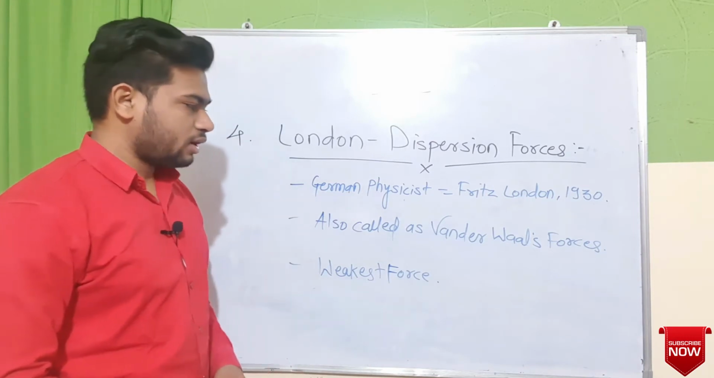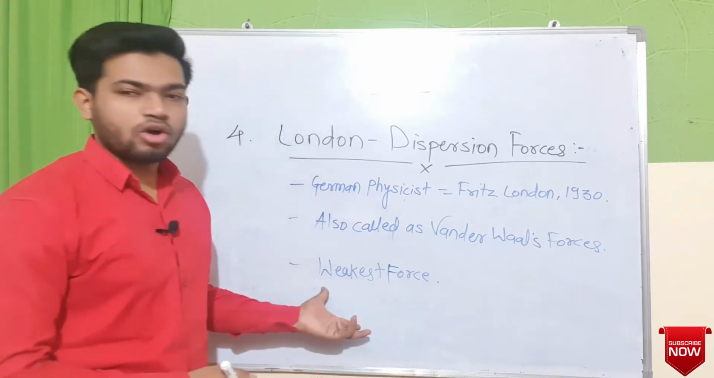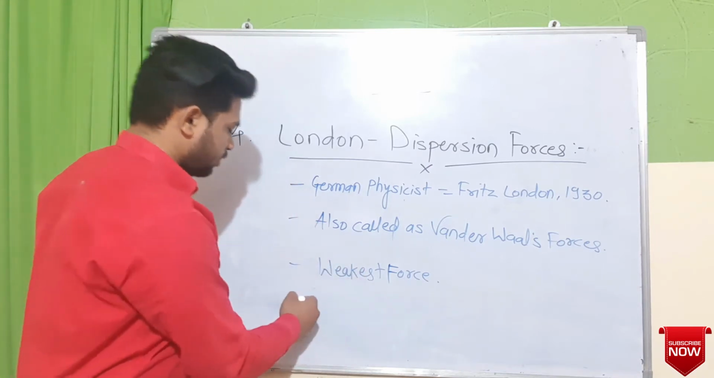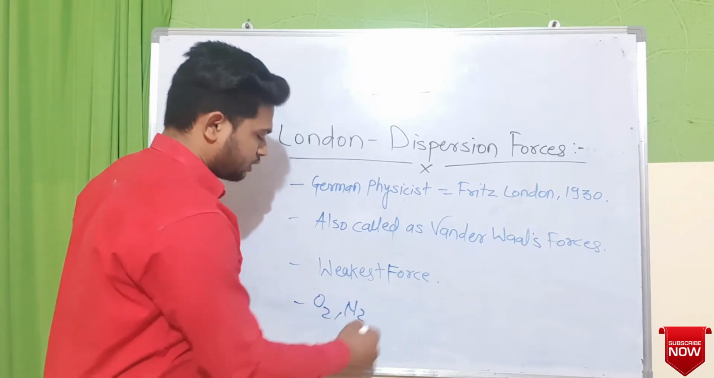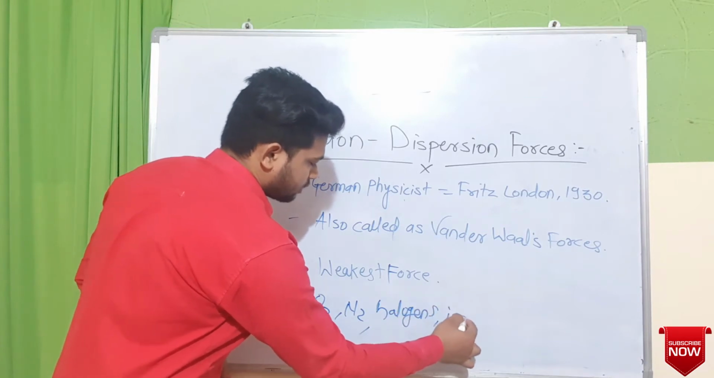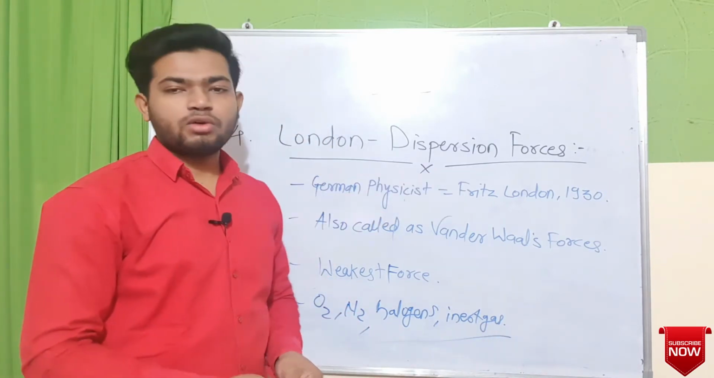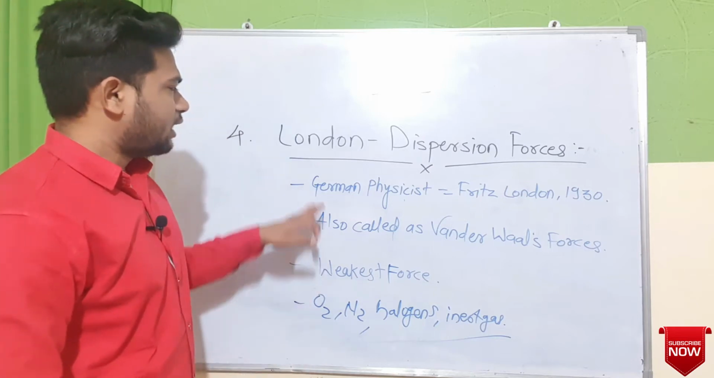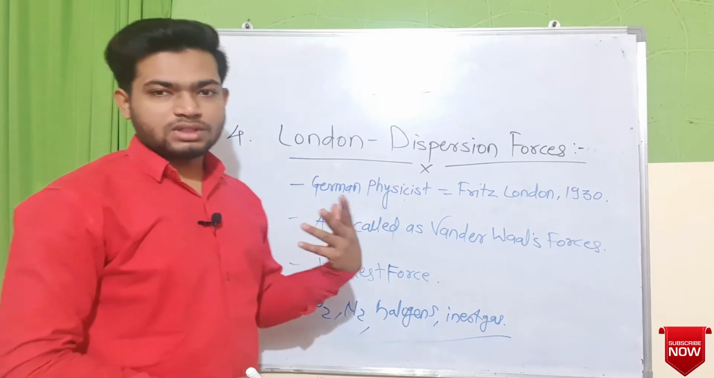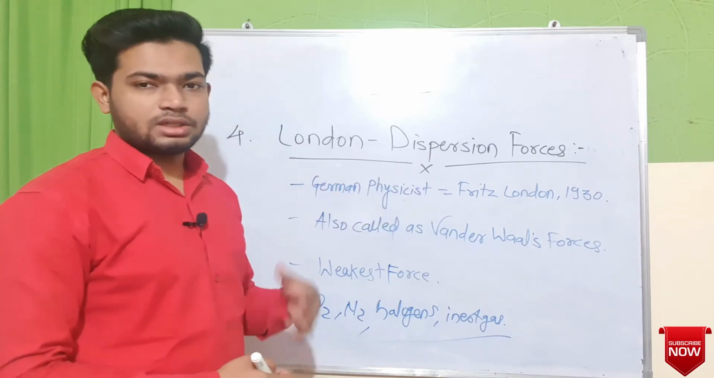Then this force is also called as van der Waals forces. Okay, this force is the weakest force, due to this force existing in the non-polar molecule, so it is the weakest force. Now this type of force will exist in such compounds like oxygen, nitrogen, halogens, okay, or inert gases. Now in this type of compounds, these London dispersion forces or van der Waals forces will exist. Now another point is, the London forces are higher in larger molecules. Okay, if the size of the molecule is larger, then there will be larger London forces. Okay, there will be larger van der Waals forces.